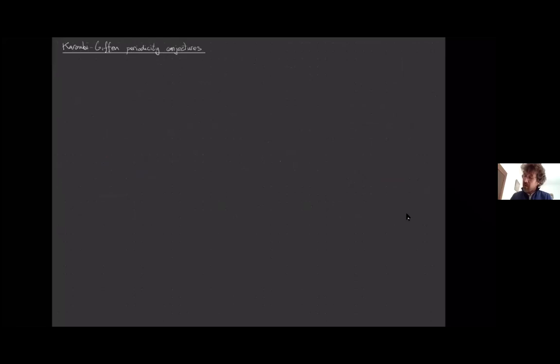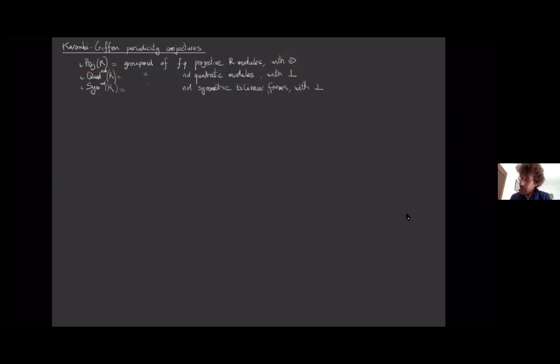Right, so I'll now try to explain what these conjectures of periodicity are. For that, let's introduce this groupoid of finitely generated projective R-modules, again with the direct sum that we used to define K-theory. And we'll introduce similar monoids.